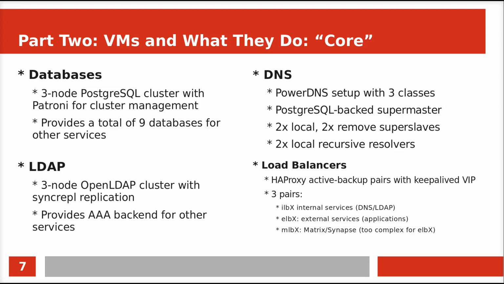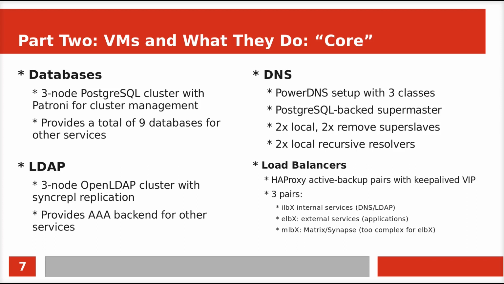So the next section of my VMs are kind of the core services, as I call them. These are the things that the various other services depend on to function correctly. Within this, there are 4 big categories. First of all are the databases. Pretty much everything that I run can use Postgres as its database backend.